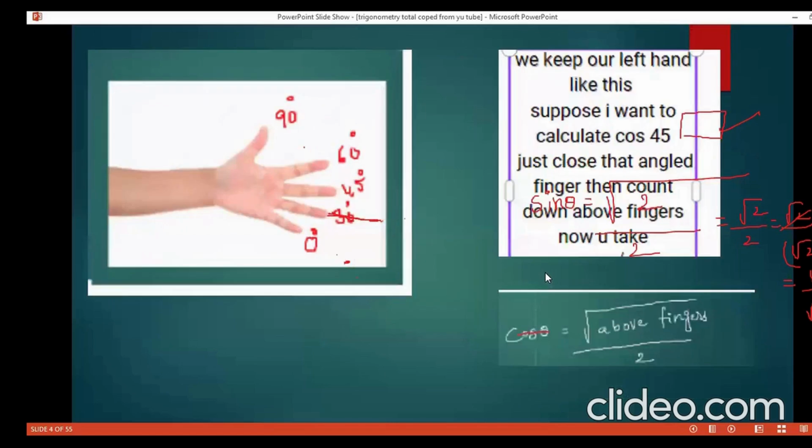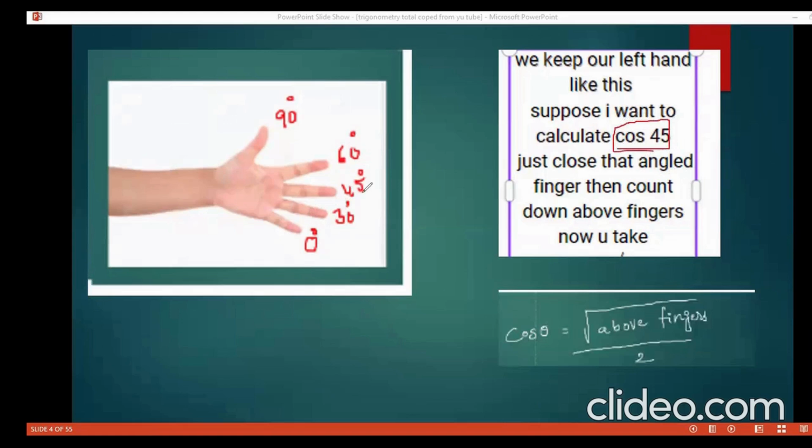Let us take cos theta now. Now cos theta I am going to calculate. Look at this. The position of your fingers is the same, and the marking of angles is also the same. Suppose I want to calculate cos 45 here. In order to calculate cos 45, what do I do? Just fold the finger of whichever angle you want.